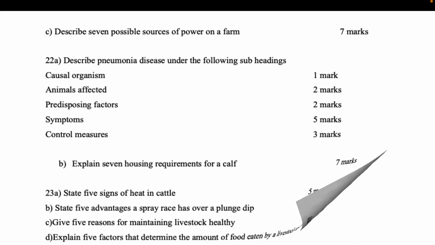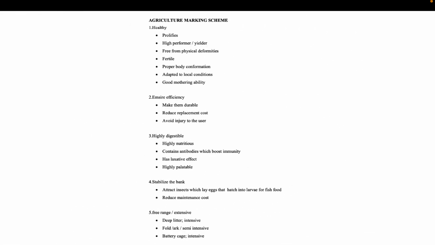Agriculture marking scheme. 1. Healthy. Prolific. High performer, high yielder. Free from physical deformities. Fertile. Proper body conformation. Adapted to local conditions. Good mothering ability. 2. Makes them durable. Reduces replacement cost. Avoids injury to the user.